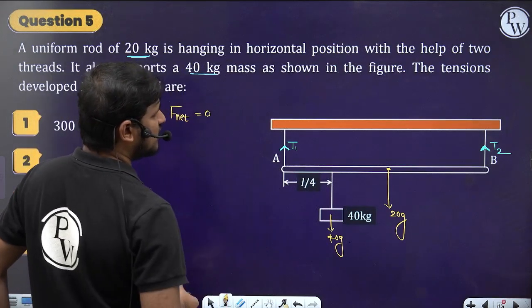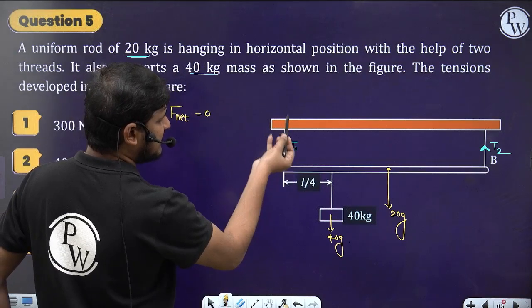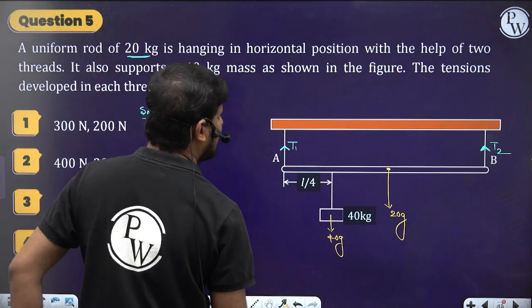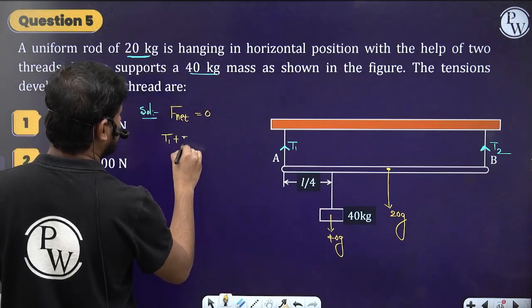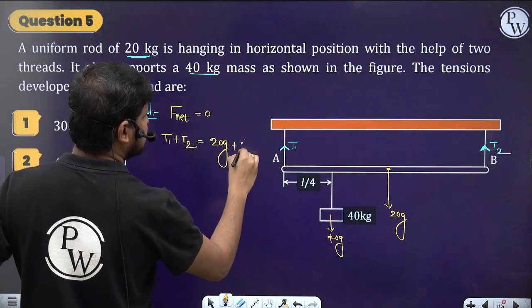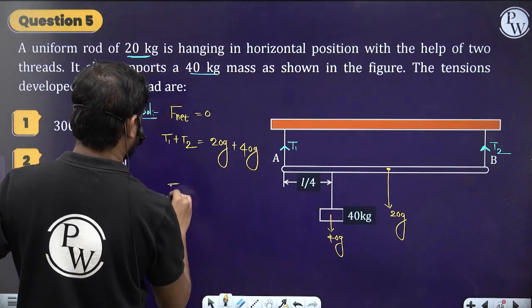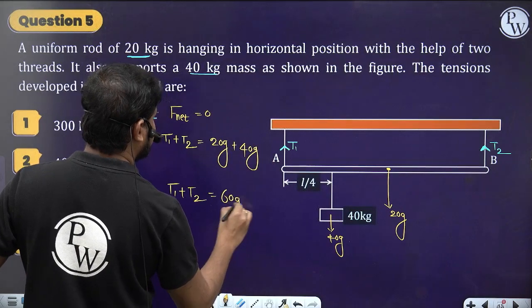What are all the forces acting on the body? The tension force is acting up here, and the tension force is acting up there, and 20 G is acting down, and 40 G is acting down. So I can say that T1 plus T2 is equal to 20 G plus 40 G. Just understand the question, guys. So T1 plus T2 is 60 G, let it be.